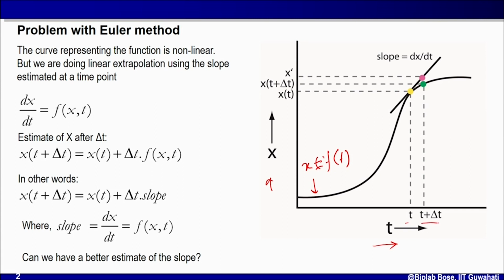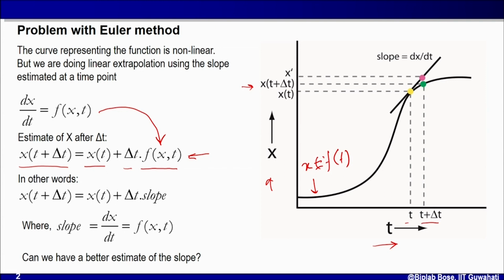At time t plus delta t, if you increase time by delta t, the real, exact value along this function for x will be this green one, that is x at t plus delta t. In Euler's method, you are estimating the value of x at t plus delta t using this relationship: x at t plus delta t is equal to x at time t plus delta t into function of x and t. You have got this function from the differential equation.